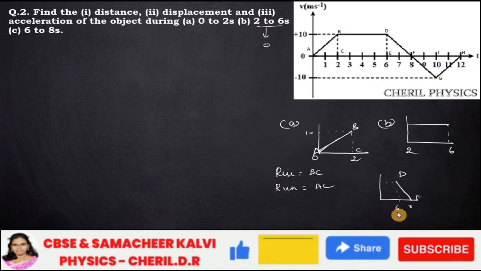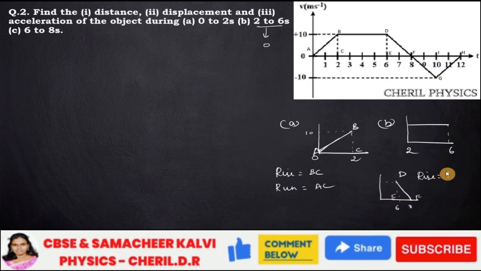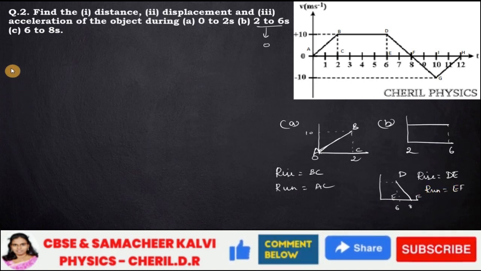Then what about this? It is a negative slope. This is a positive slope and this is a negative slope. For the negative slope, what is the rise here? Here you have C, D, and then E, D, E, F. So the rise is D, E, and the run is E, F.